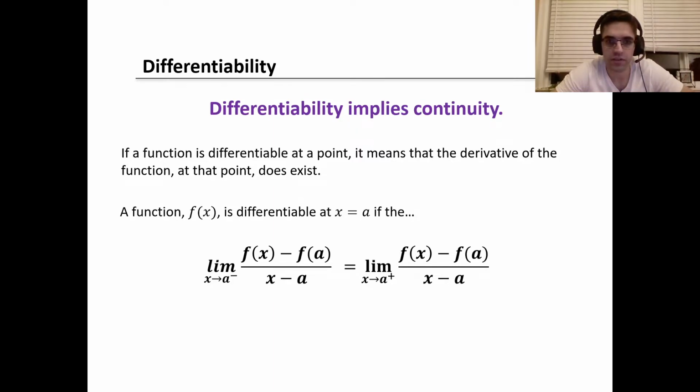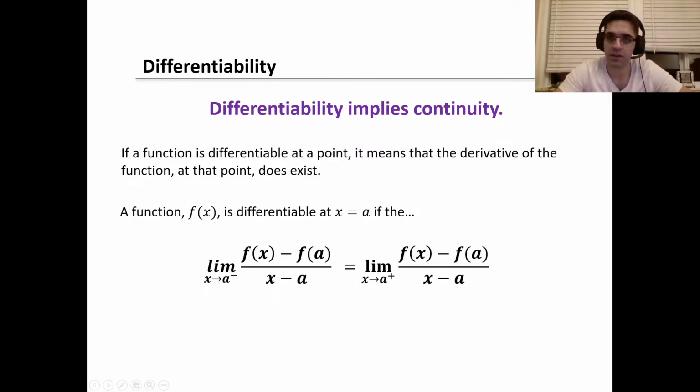When we ask whether a function is differentiable at a point, it means that we can find the derivative of the function at that point and that it exists. A function f of x is differentiable at some value x equals a if the limit as x approaches a from the left is equal to the limit as x approaches a from the right, which is similar to our definition for continuity, although this time we're using derivative function notation. So does the derivative from the left equal the derivative from the right? Is the slope from the left equal to the slope from the right?